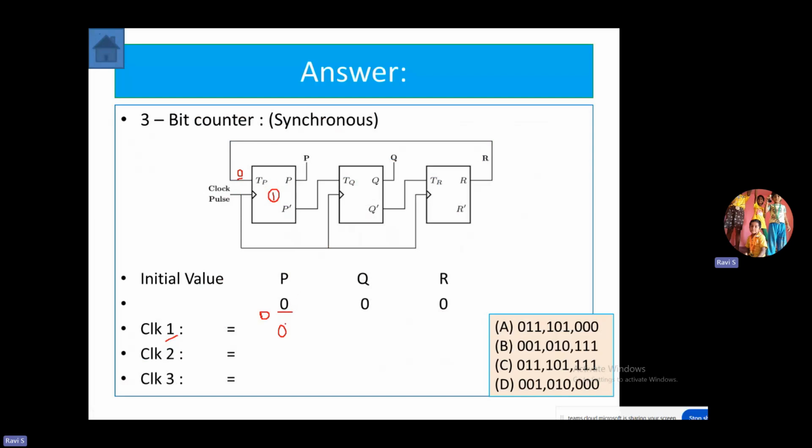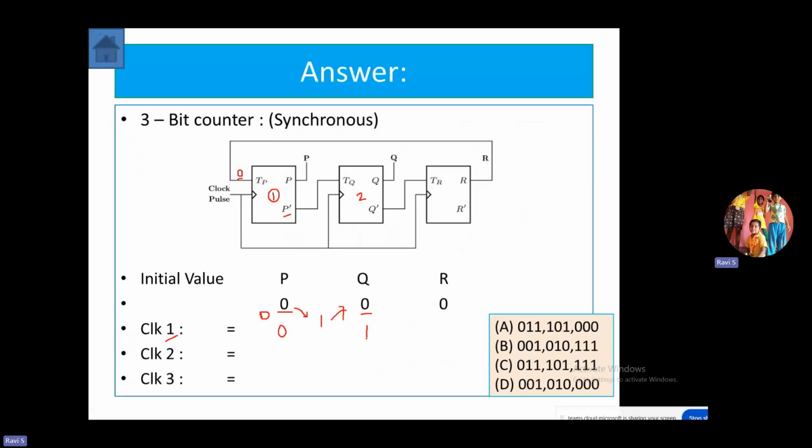So 0 remains 0. Coming to the second flip-flop, which receives the output of the first flip-flop in a complemented form, it takes P bar as the T input. The current value of P is 0, so its complemented value is 1. 1 is given as input for the second flip-flop, which has the present value of 0.